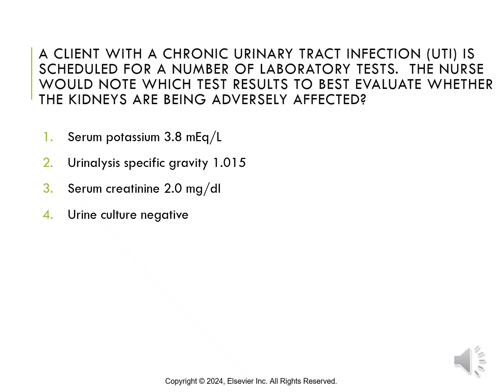Urinalysis is a gross and microscopic view of urine that can indicate such disorders as a UTI or dehydration. The specific gravity of 1.015 is within the normal limits. Urine culture specifically examines the type and amount of microscopic organisms present in the urine, and it should be negative. Serum potassium may be increased in renal failure as well as other disorders, so it's not a definitive diagnostic test for renal function. But anyway, the value here is normal. It's 3.8, and a normal potassium is 3.5 to 5.